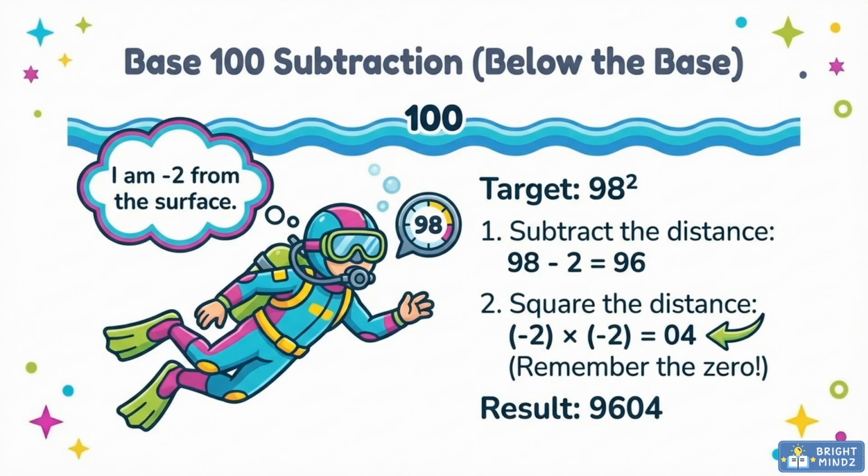Here's the shortcut for squaring numbers just below 100. First, find how far the number is from 100. For 98, that distance is 2. Subtract it. 98 minus 2 gives 96. Next, square the distance. 2 times 2 equals 4, and write it as 04. Join the parts, 96 and 04, giving 9604.